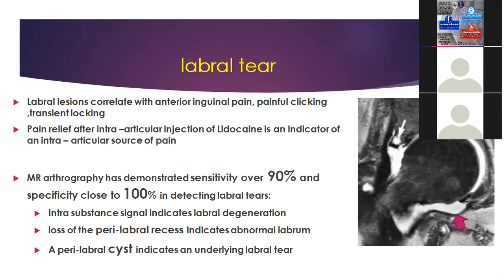If we see a cyst, it means that there is an underlying tear, because the cyst will obscure part of the tear. If you reassess, so it's already an underlying tear. This is completely approved. Another one, the prelabral recess: if it is obscured or lost, this is an abnormal labrum, so it would indicate a tear. The intrasubstance signal inside the labrum, like the menisci in the hip joint, is called degeneration.